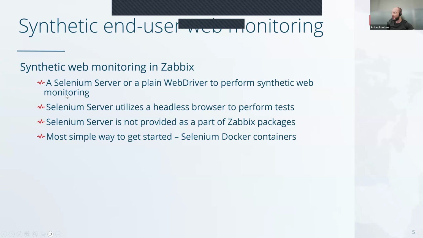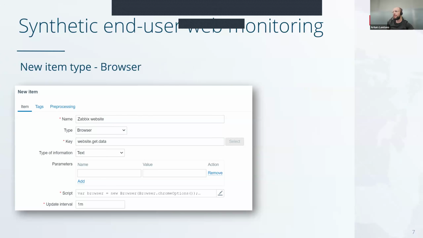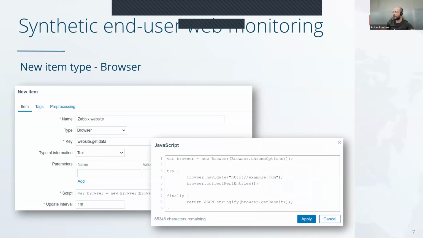So yes, the most simple way to get started is Docker containers. Real easy to spin up, connect to Zabbix, and get going. To connect it to Zabbix, you will need to specify the WebDriver URL, the URL of your container in this case. And we have a new process called browser pollers that are responsible for performing these synthetic tests. We've also introduced a new item type to support this, a browser item.